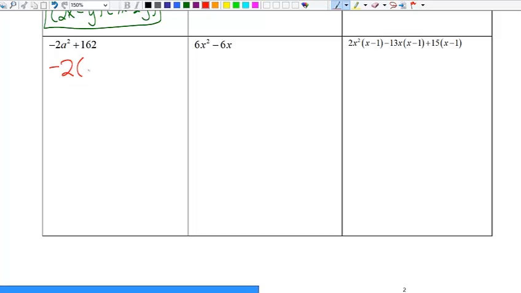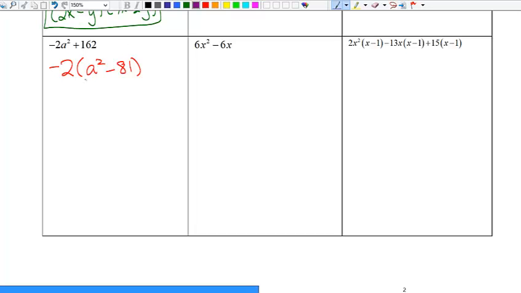Negative 2a squared divided by negative 2 is a squared. Positive 162 divided by negative 2 is negative 81. Step 2 says how many terms are left, and we're talking about the ones inside the parentheses. We have two terms, a squared minus 81. And because it's two terms, we need a formula.